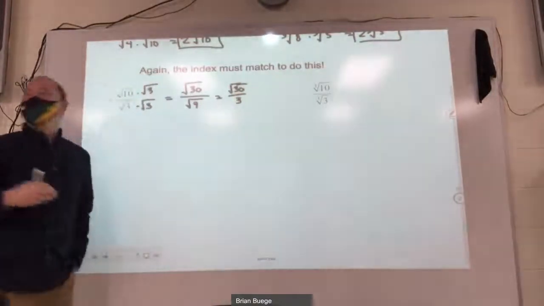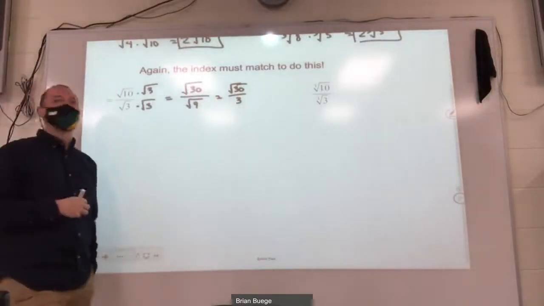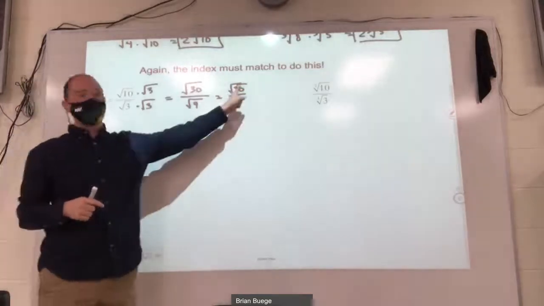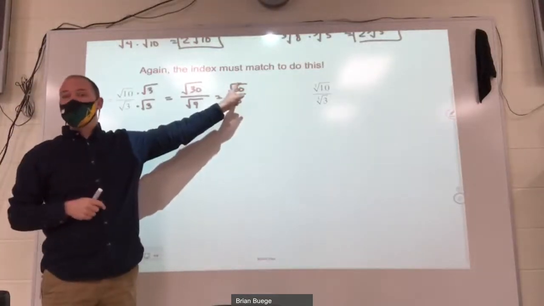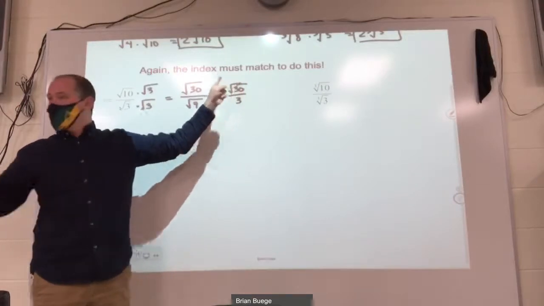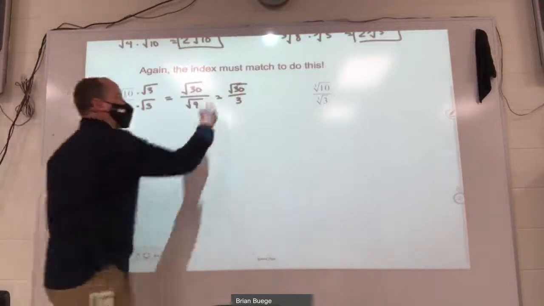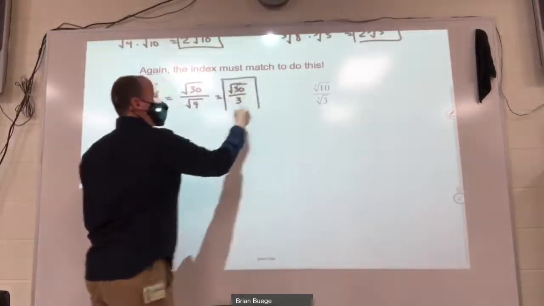And now we no longer have a radical in the denominator, and that's what we were trying to do, to get rid of that. If there was a perfect square that was a factor of 30, we would have to reduce that radical as well. In this case, there are no perfect squares that are factors of 30, so we don't have to worry about it. So there's my final answer.